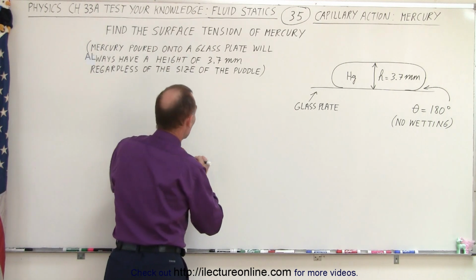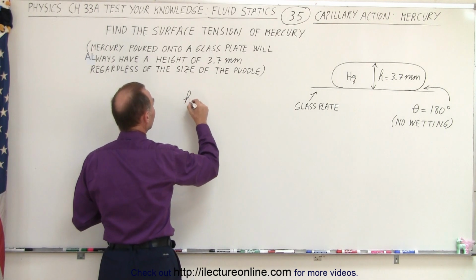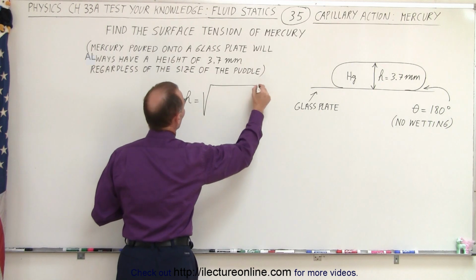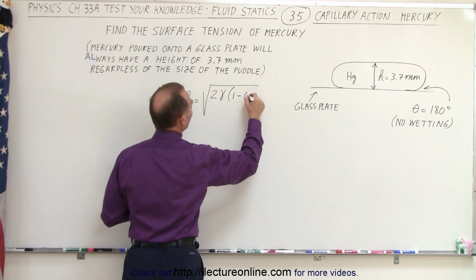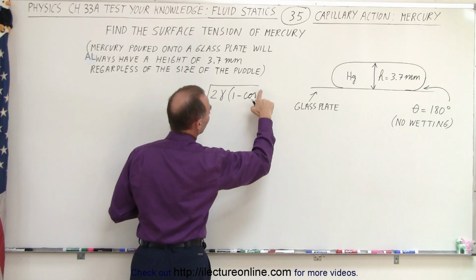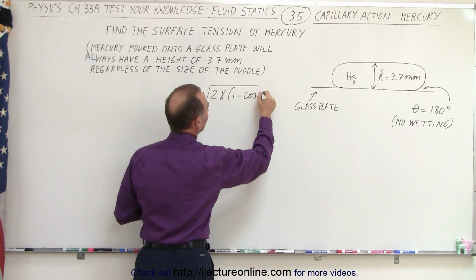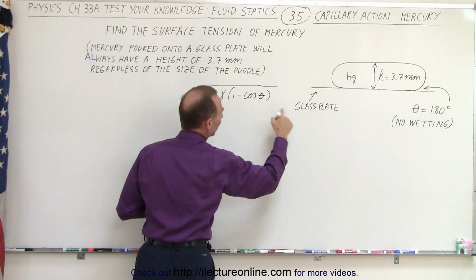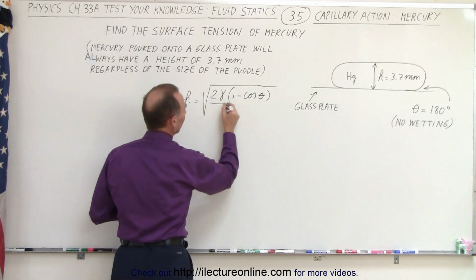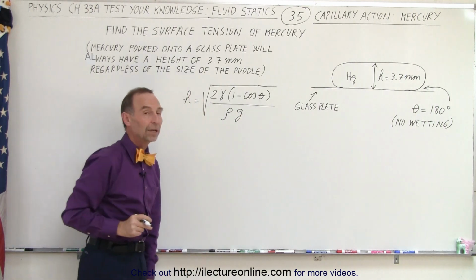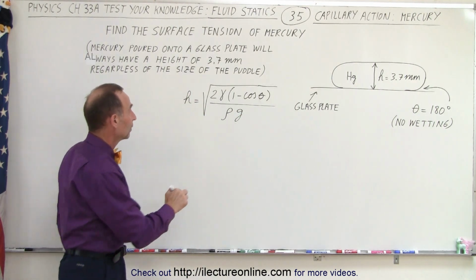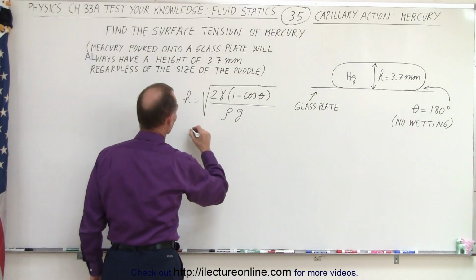It turns out that the equation is as follows: the height is equal to the square root of 2 times the surface tension times 1 minus the cosine of, well, in this case, let's just put down the angle theta. We know that it's about 180 degrees for mercury on glass, divided by the density times acceleration due to gravity. So if we're going to calculate the surface tension, we have to square both sides.